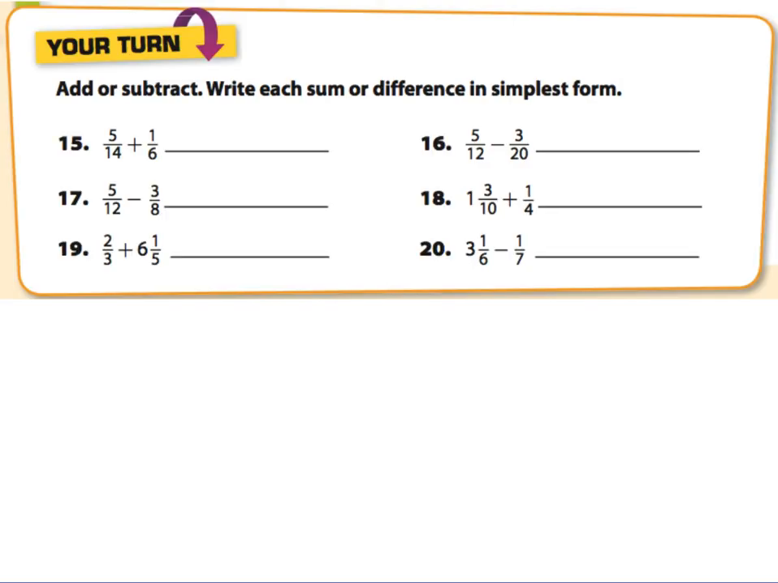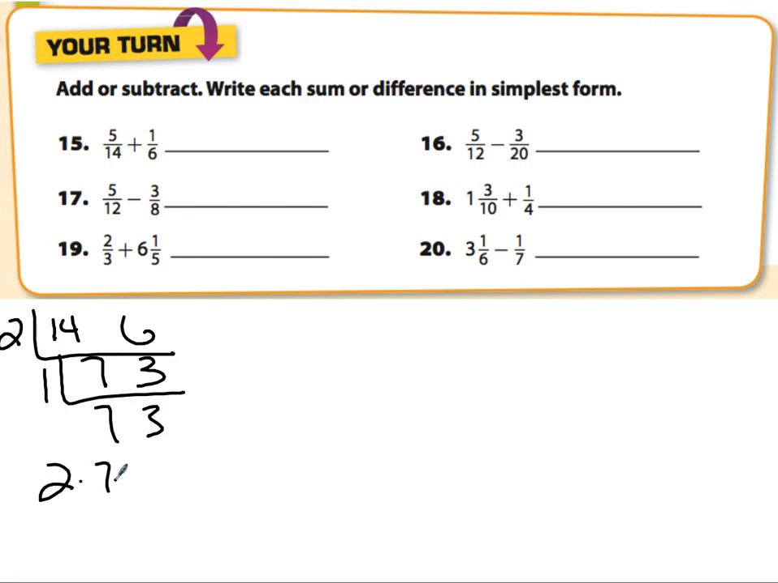Okay, so here I have 5/14 and 1/6. So the LCM here: 14 and 6, both are divisible by 2. I get 7 and 3, both are divisible by 1. So 2 times 7 times 3. Well, I'm going to do this one first. This is 21 times 2 because that's easier, so 42.